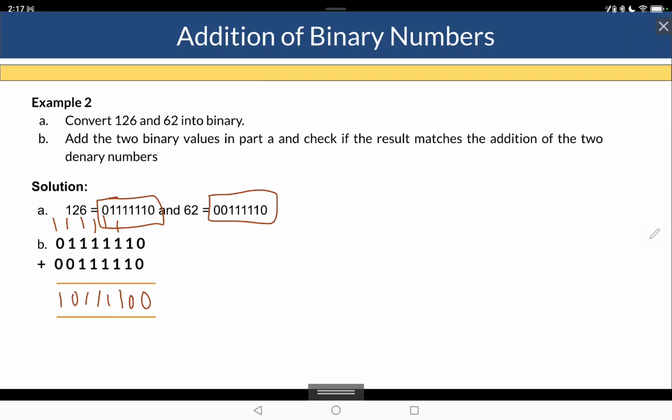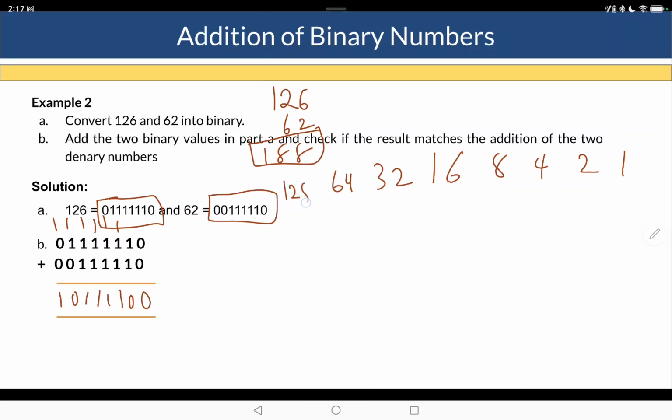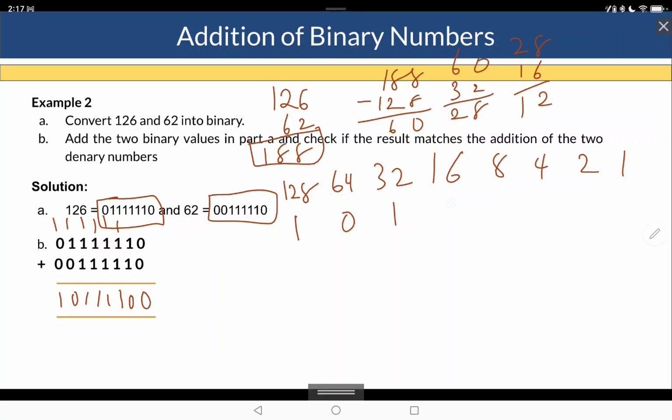If we want to be sure that our answer is correct, just say 126 plus 62, we have 188. So we can find the binary of 188. We can use 1, 2, 4, 8, 16, 32, 64, 128. So 188 minus 128 is 60. So here 1. 60 is less than 64, 0. Then we can have 32, that's 28. We can have 16, and then we can have 8, we can have 4, and then we have 0, 0. We can see that our answer is the same.